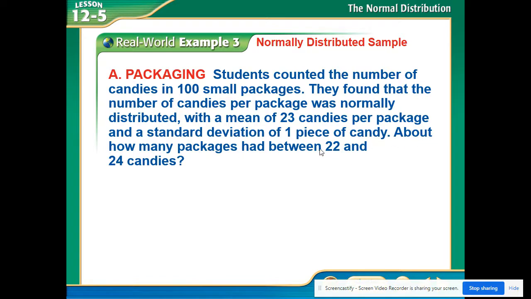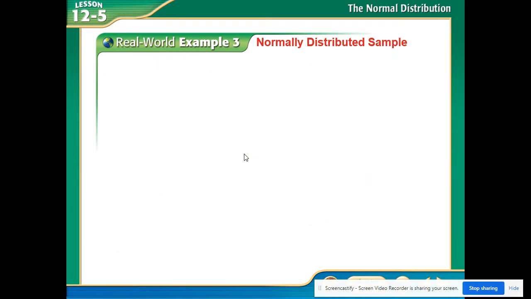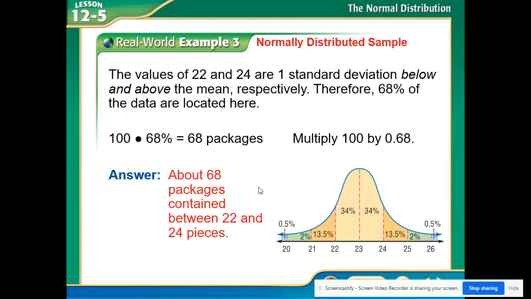They want to know about how many of these packages are between 22 and 24. Well, that is 1 standard deviation away on both sides. So 1 standard deviation is 67, 68% in there. So here's 23, there's the 22, and the 24, 21, and so on. So we're talking about this middle area right here. We're going to add that up. That's 34 plus 34, which is 68. And we want to find 68% of 100. Well, that's pretty easy. It is just 68 packages that is what we would expect between 22 and 24.